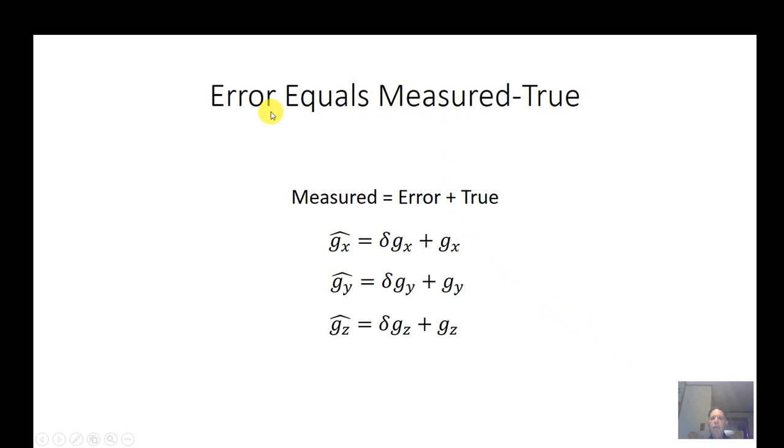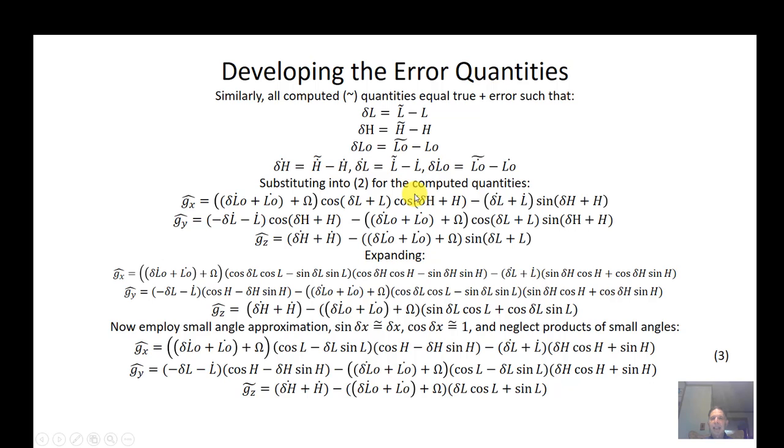Again, we'll use the convention that error equals measured minus true. Similarly, for all computed quantities represented by the tilde above them, we can say that the error in those quantities, delta L, for instance, equals L tilde minus true L. Similarly, for all the other quantities that we may use.